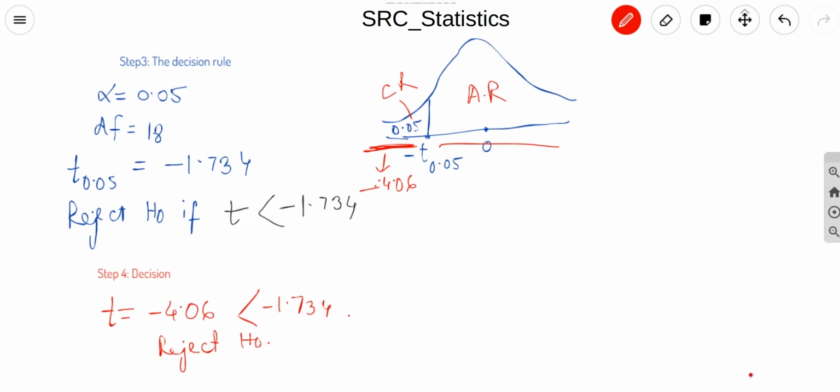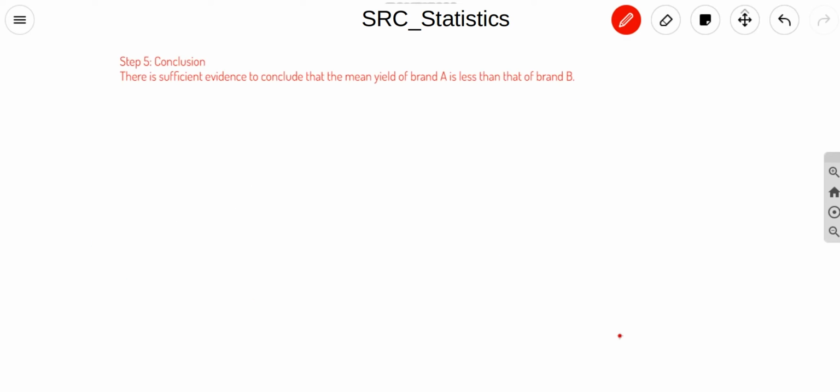Okay, then we go to the final step, that is conclusion. Okay, so conclusion is how we draw the conclusion. We reject the null hypothesis. What was the null hypothesis? That both the means are equal. That means we have enough evidence to support the alternative hypothesis. That means brand A has lesser mean than brand B. Okay. So our conclusion is there is sufficient evidence to conclude that mean yield of brand A is less than that of brand B.